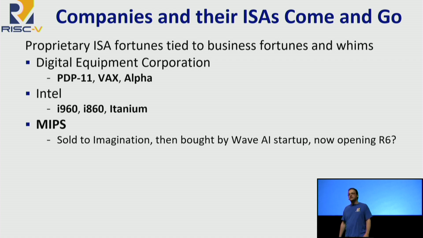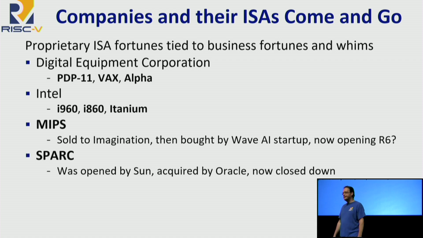MIPS is one of the classic early RISCs. They were sold to Imagination after a tortuous history before that. They've now been bought by Wave, and now they're thinking about opening up R6. But really, it's clear to most people that it's been on the decline for a while. And so if you had built your world around MIPS, you are probably moving somewhere else.